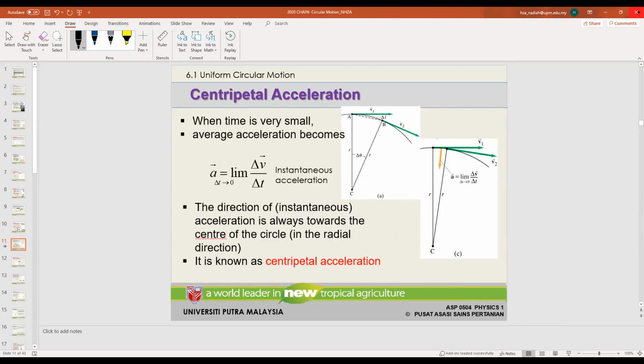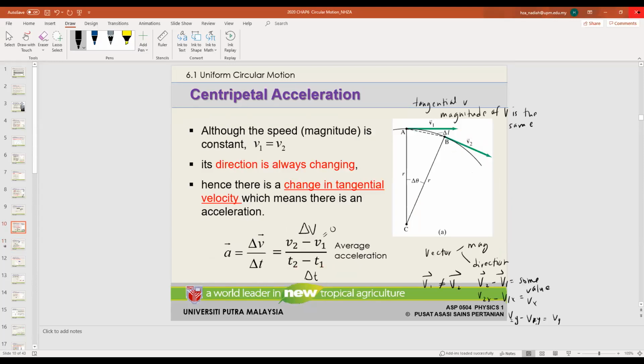Okay, so using the same equation, when my time is really small, which means that my v1 is here, my v2 is over here, the time is really, really small until I can't see it. It's like a single dot. So when it is super small, it becomes instantaneous acceleration. And similarly, this is known as centripetal acceleration. So centripetal acceleration is the instantaneous acceleration towards the center.